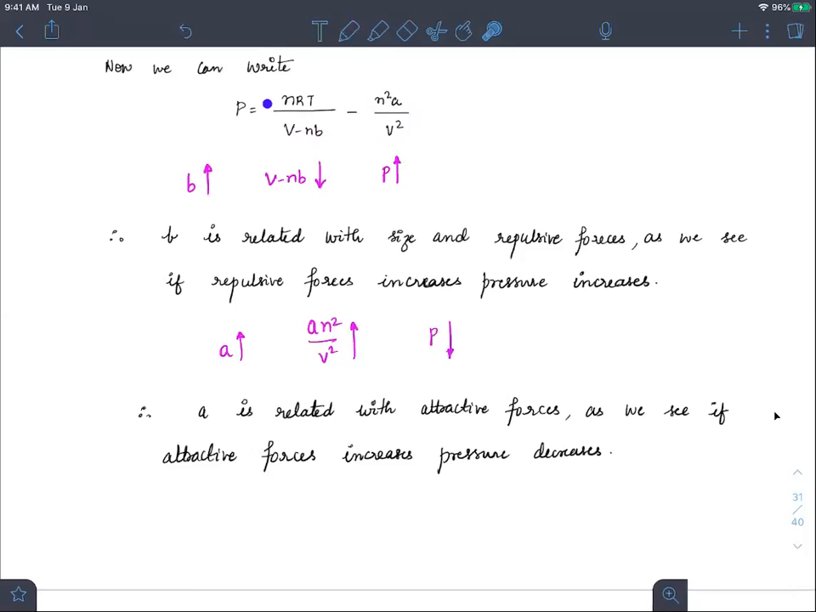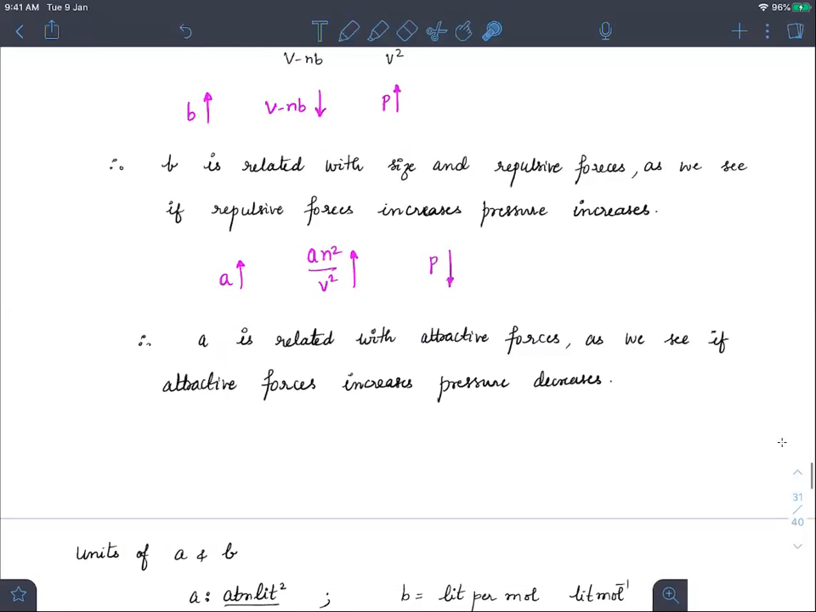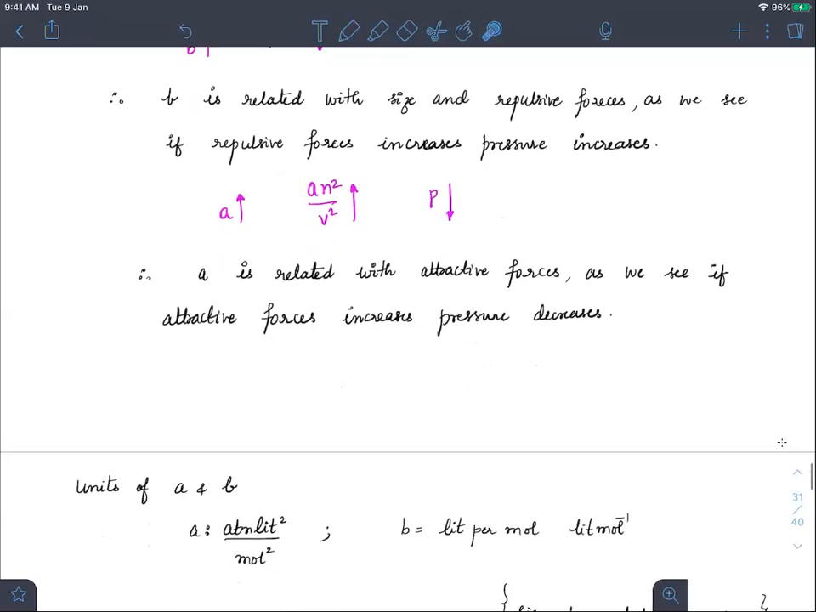This value is being subtracted, so pressure will decrease, which means A must be related to attractive forces. Because when attractive forces happen, pressure will decrease. Got that? So A will always be related to attractive forces. B would be related to size and repulsive forces.